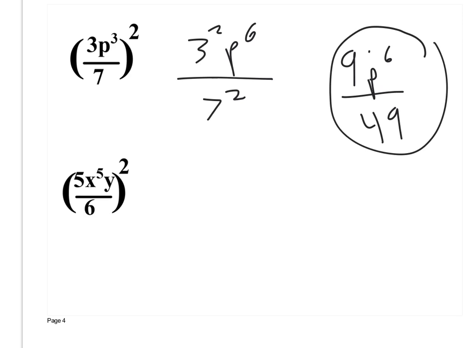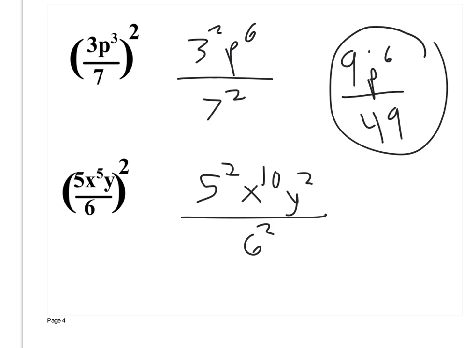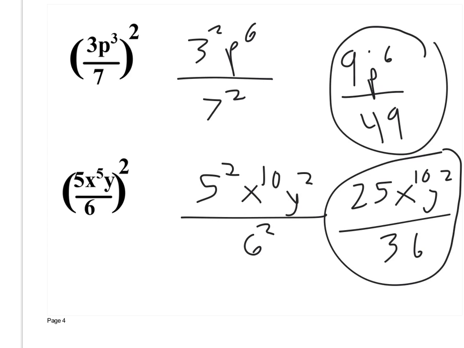We raise everything to the second power. So 5 squared, x to the 10, y squared, over 6 squared. Sometimes a lot of people will forget that bottom number. You have to raise everything to it. So 5 squared is what? 25. x to the 10, y squared. What is 6 squared? 6 times 6 is 36. That's our answer. And that's it.